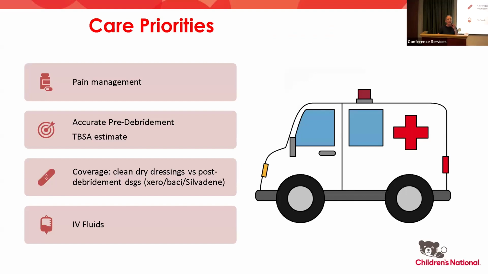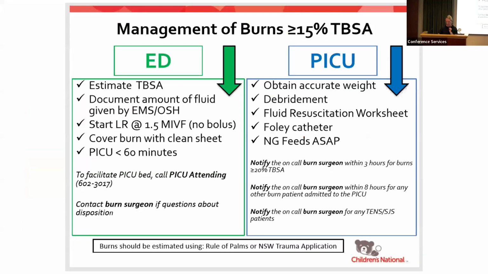So again, care priorities and that initial management include pain management, a pre-debridement TBSA estimate, coverage with the dressing of choice, and then IV fluids, no bolus. We have this poster hanging in our trauma bay in our code room, and this describes management of burns that are more than 15%. So again, 15% is that magic number. 15% or greater needs to go to the critical care area, to the ICU.